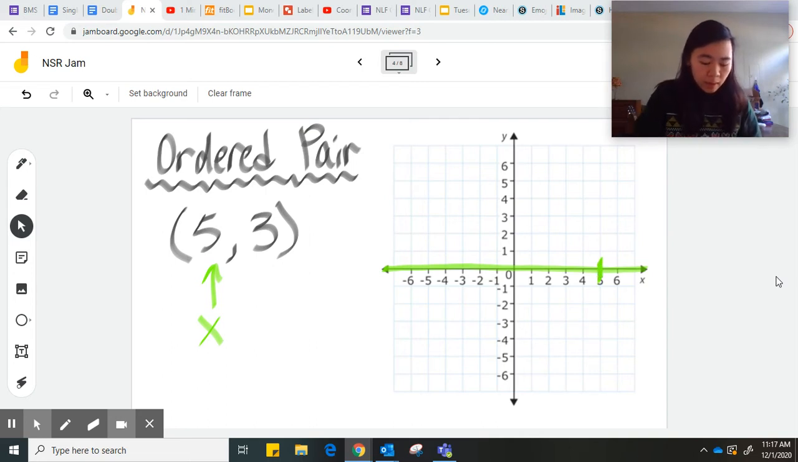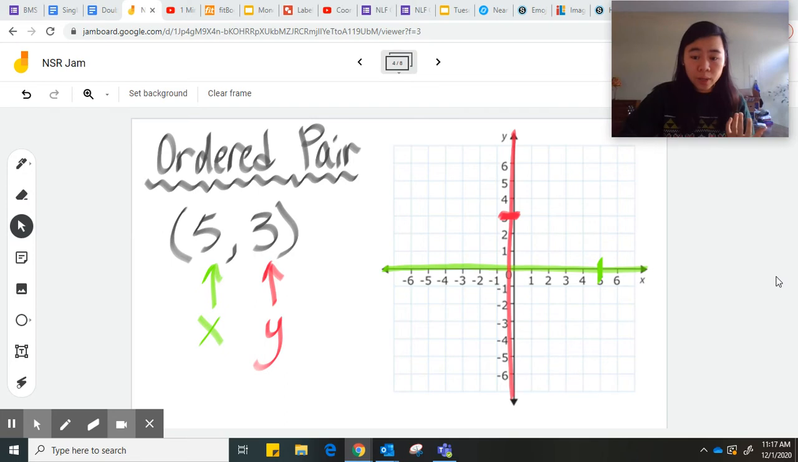Okay, and then this second number 3 is referring to the y-axis. Where am I on this y-axis going up and down? I'm on the 3. So here's the 3. So where those 2 lines meet is going to be my point. So the point 5, 3 is at 5 over and up 3.